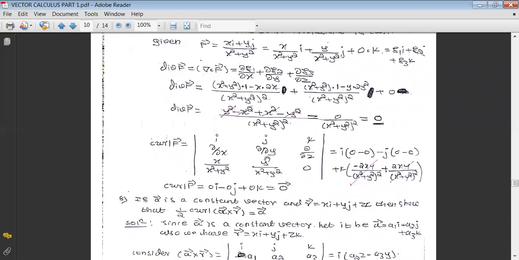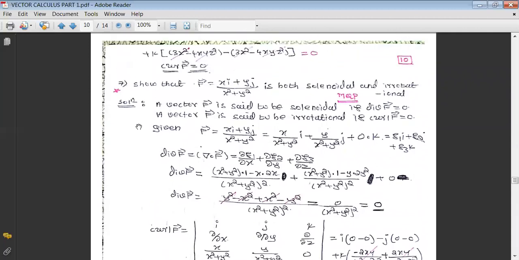If we differentiate the first term partially with respect to x, we get minus 2xy divided by (x square plus y square) whole square, and if we differentiate the second term partially with respect to y, minus or minus becomes plus, that is 2xy divided by (x square plus y square) whole square. These two will get cancelled, again it is 0. Therefore, in this case, curl of f bar is also 0. That's why we can claim that the given vector is also irrotational.